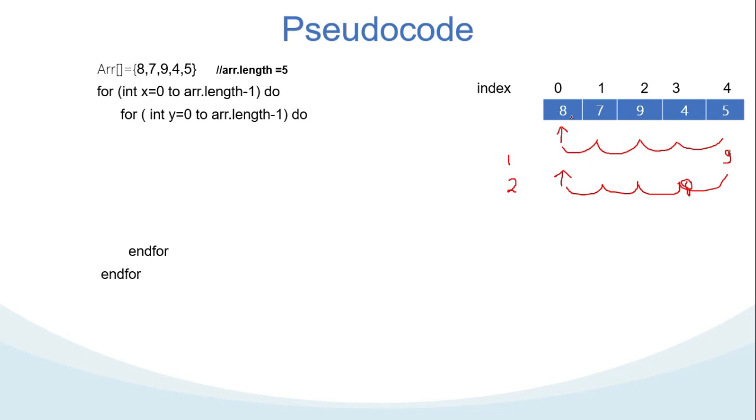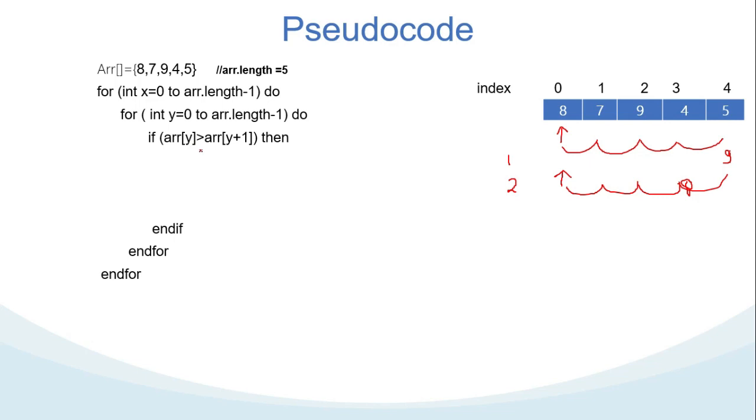And then we will compare the first index, which is 8, to 7. If 8 is bigger than 7, we swap the position, considering we want ascending order. So array y is compared to array y plus 1. If it's bigger, then we swap the position.